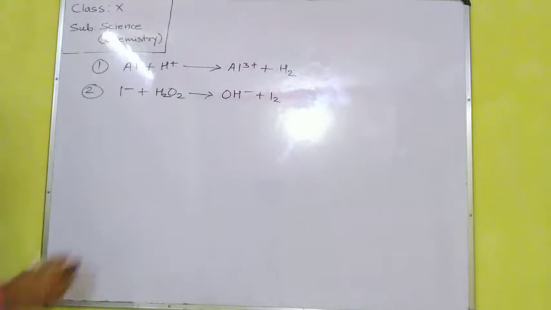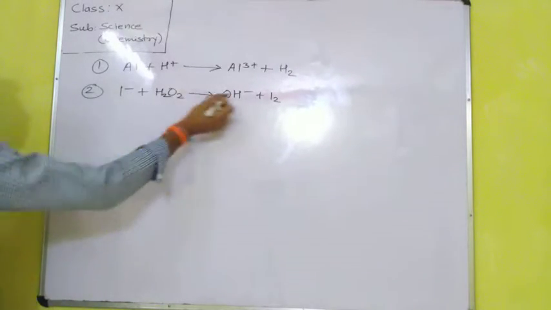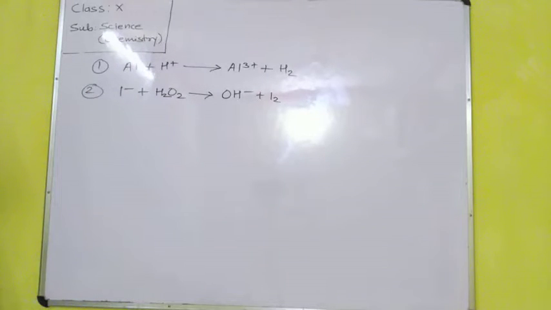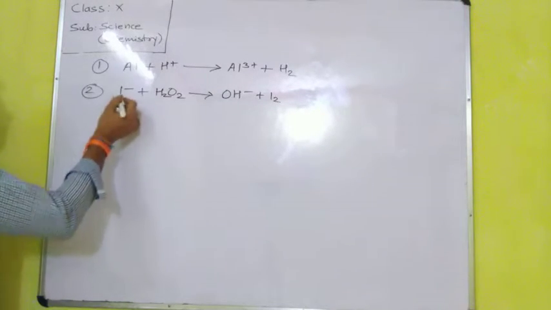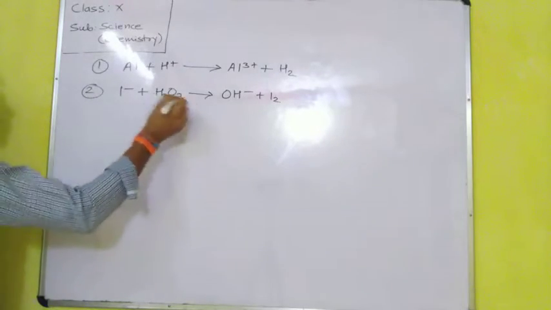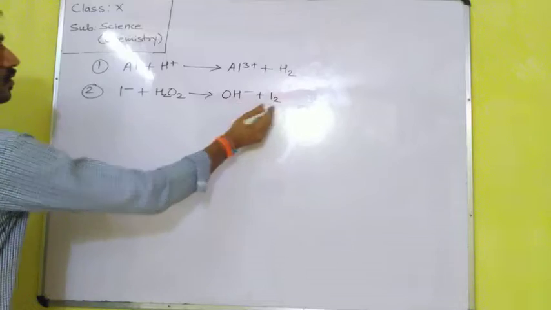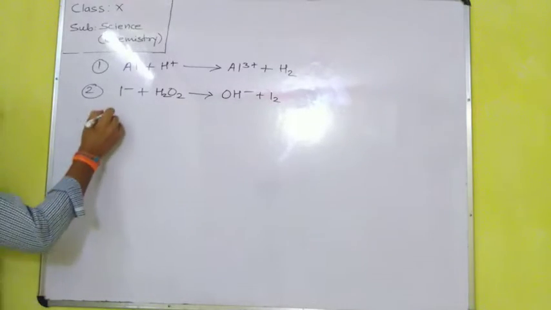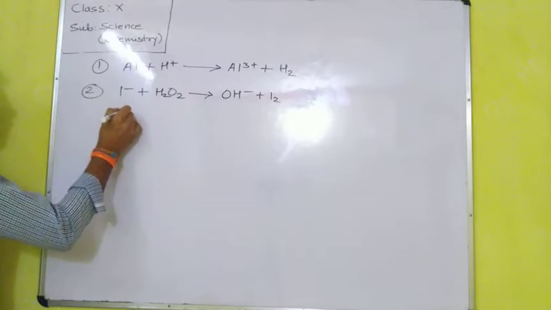Now here one minus charge is present in the reactant side, one minus charge is present in the product side. Charge is balanced. So number of atoms we have to balance here. First we have to balance iodine. One iodine atom is present in the reactant side, two iodine atoms are present in the product side. So we have to multiply it by 2.